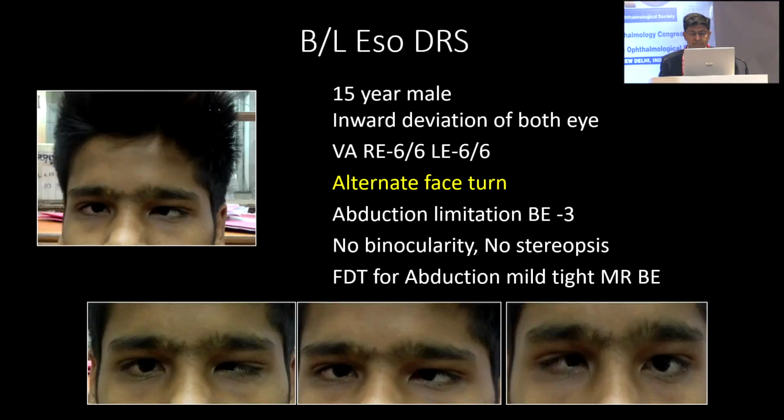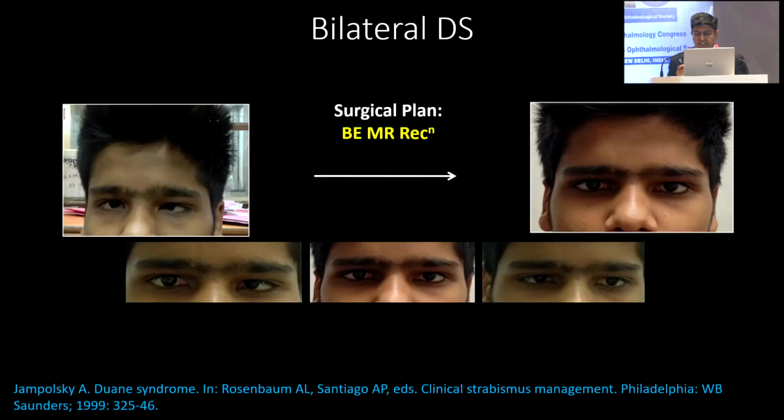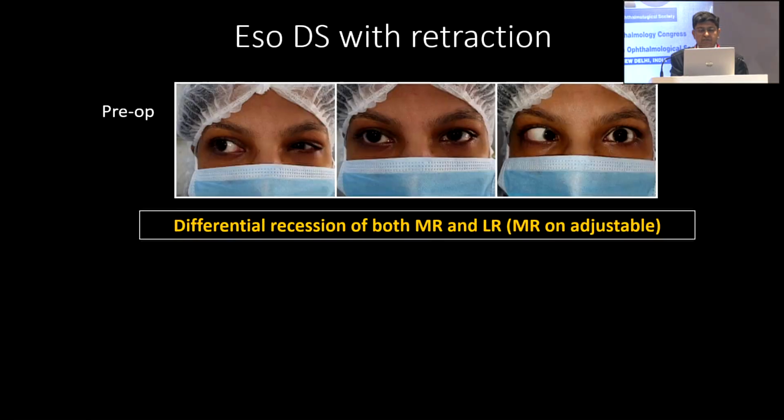This is a case of bilateral Duane's. He had alternate face turn, and of course, FDTs were positive on both sides. He was alternating face turn, so he had good vision in either eye. We did bilateral medial rectus recessions to get alignment. Of course, abduction limitations were enough. If the deviation was larger, I would have probably added a muscle transposition, an SRT or a half VRT, to the MR recessions to tackle the deviation. I would have then tended to do one at a time so that I would have known how much to correct for the second eye.